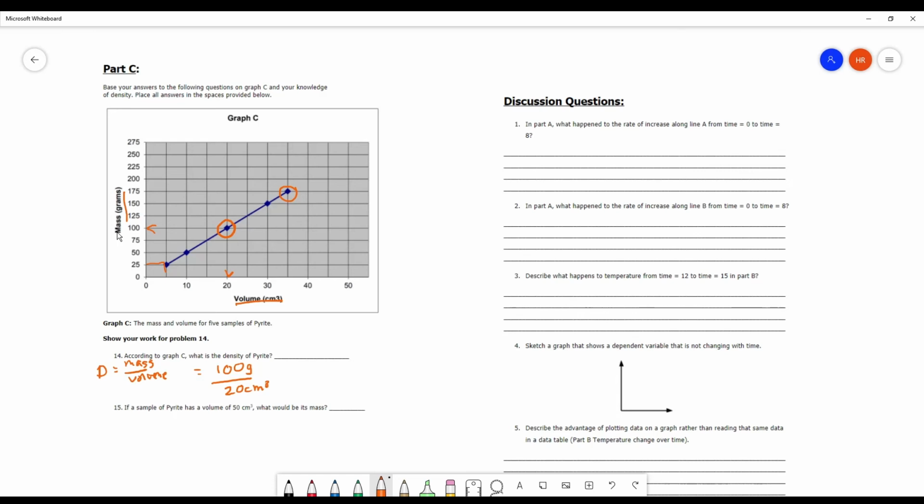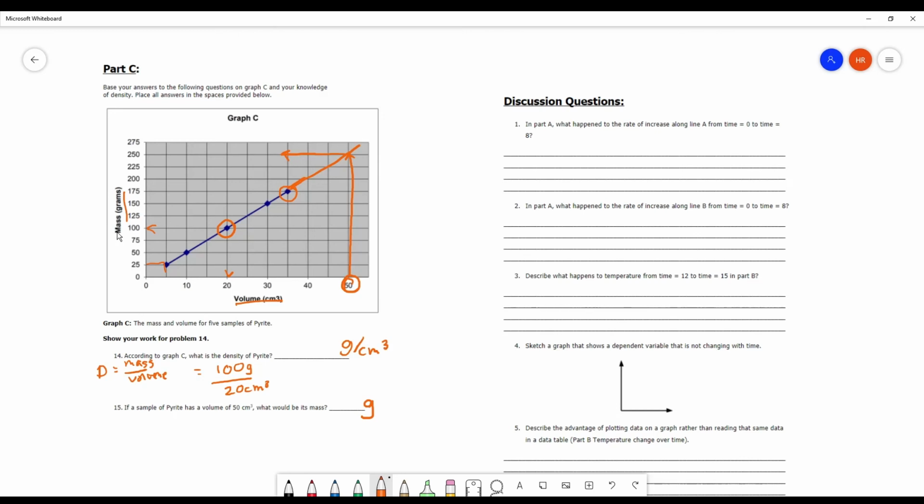All right, now what if it was 50 centimeters cubed of volume? For that one, what you're going to want to do is continue this line. Let me see how straight of a line I can draw. So you can use a ruler, a straight edge, anything like that. Look at the chart for 50 centimeters cubed. Go up and see what the mass is going to be. Hopefully you got that. Make sure you put your answer for this one in grams and your answer for this one in grams per centimeter cubed.